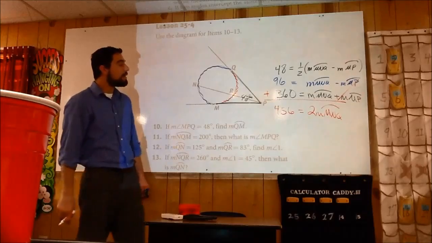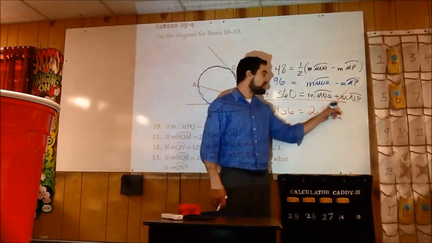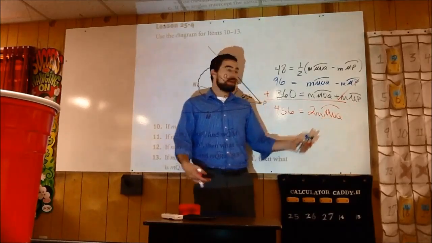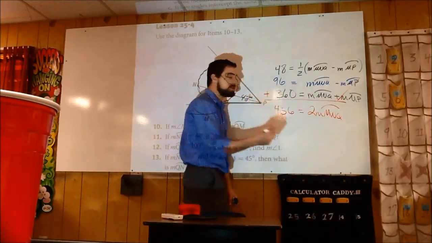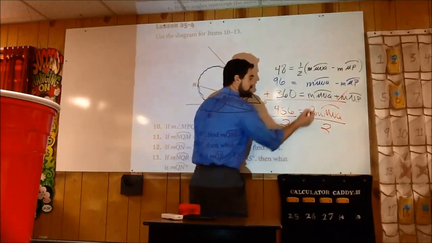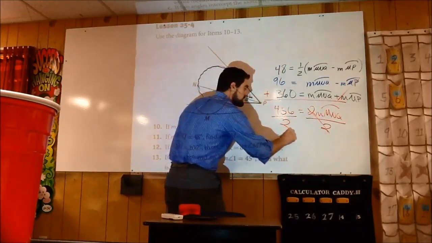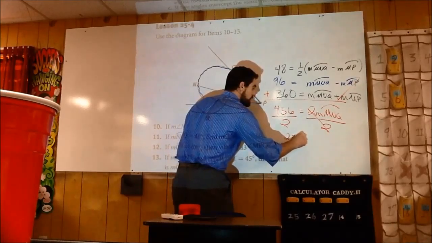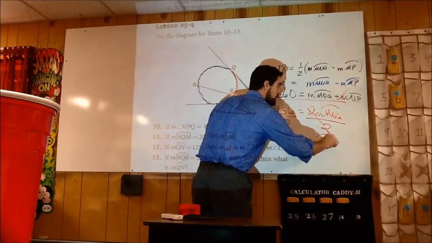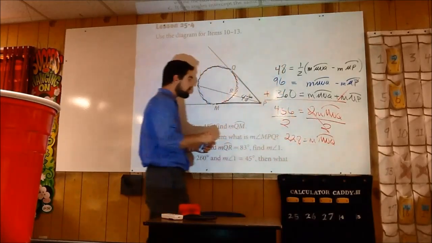From there, this big ugly thing right here, it's just one variable. That is one unknown, and so it's currently being multiplied by 2. So do the inverse operation with the same value on both sides of the equation, and this is going to give us 228 is equal to the measure of major arc MQ.